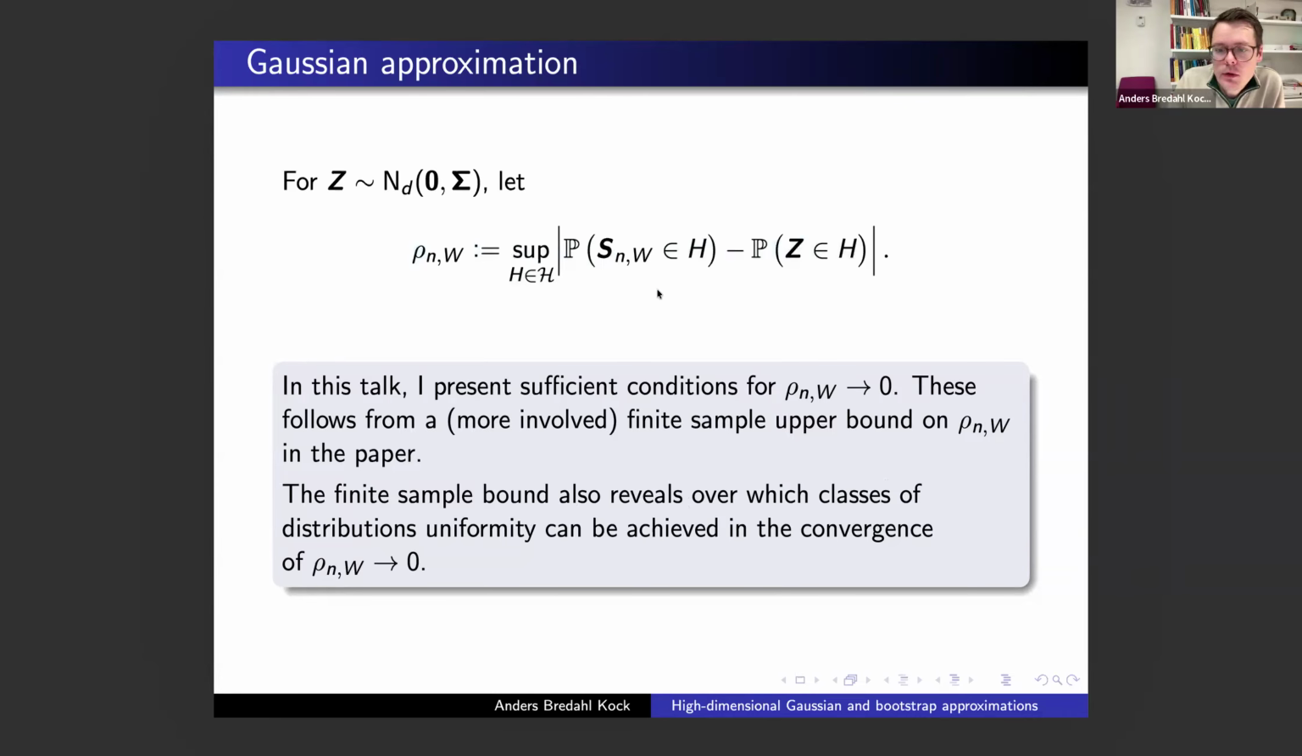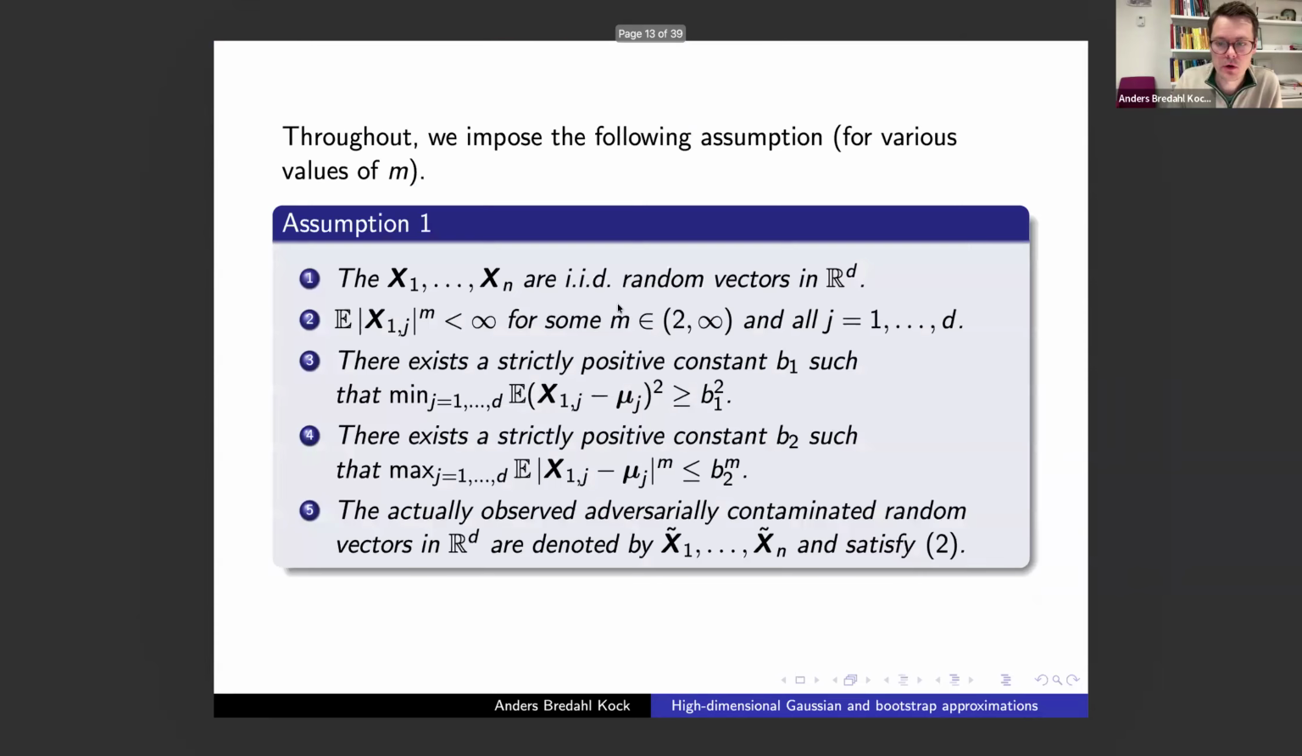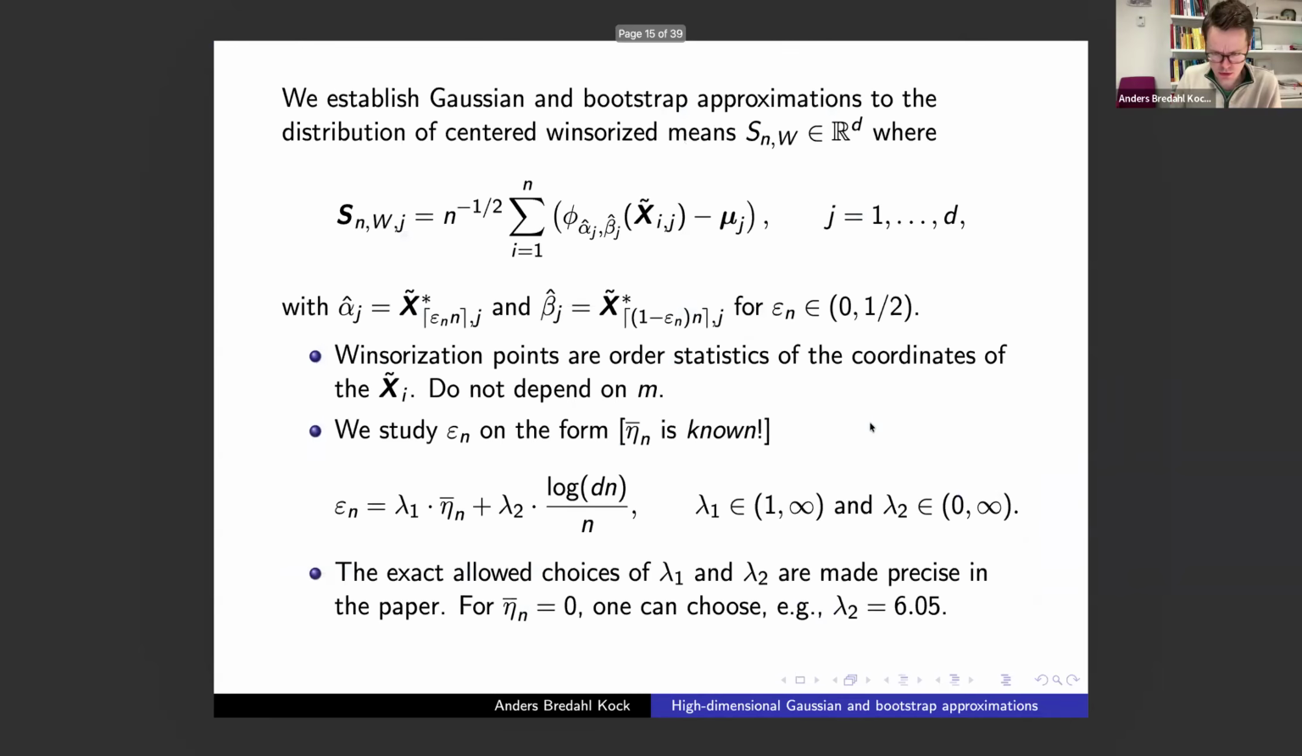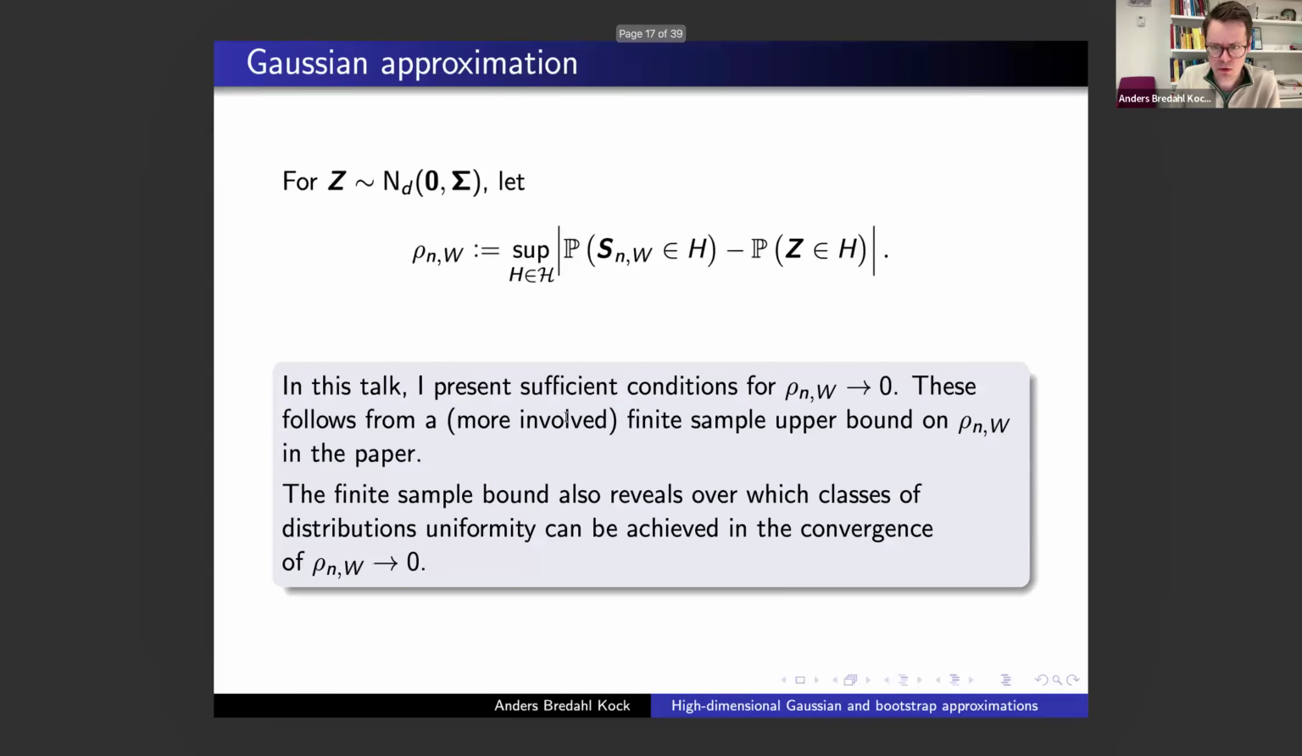I mean, the answer is sort of obvious. Uniformity can be achieved over such distributions for which variances are bounded away from 0 and centered mth moments are bounded from above. But I'll not talk more about this in the course of this talk. That is what I want to say.